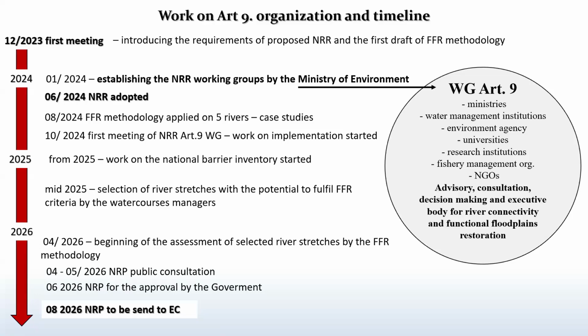And so the plan is that hopefully next month we shall begin with the actual assessment of selected river stretches by this free-flowing river methodology. And the nature restoration plan should go also at the end of next month to public consultation before approval by the government, and at the end of August it shall be sent to the European Commission. So there is a lot of work which we shall manage to do, but probably not.